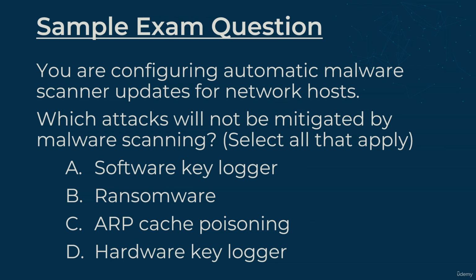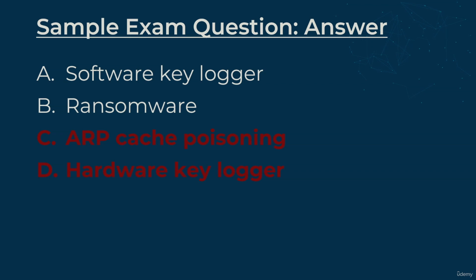The scenario is you are configuring automatic malware scanner updates for network hosts. Okay, well, that's always a good idea. The question is, which attacks will not be mitigated by malware scanning? Now, that's interesting. Let's take a look at the answers. The correct answers here are ARP cache poisoning and hardware keylogger.